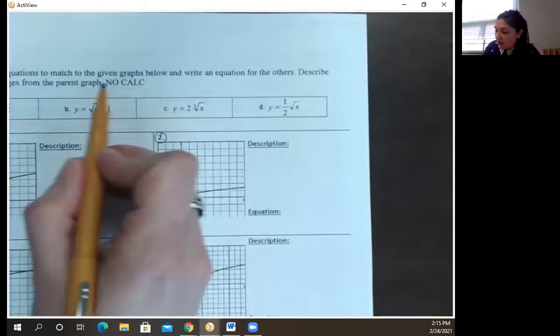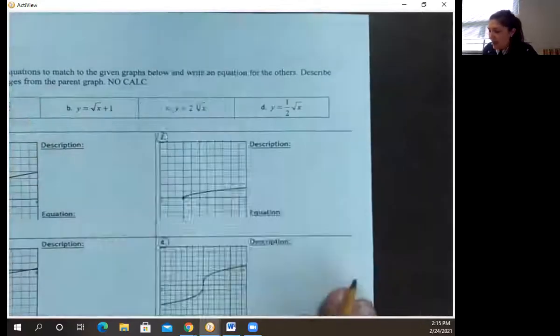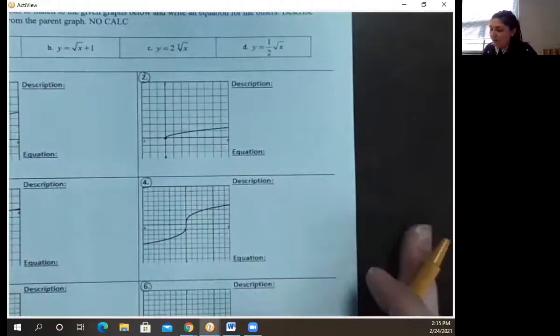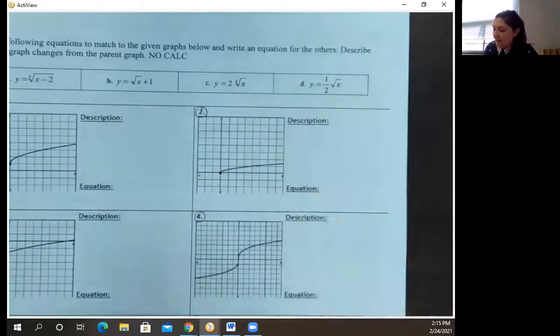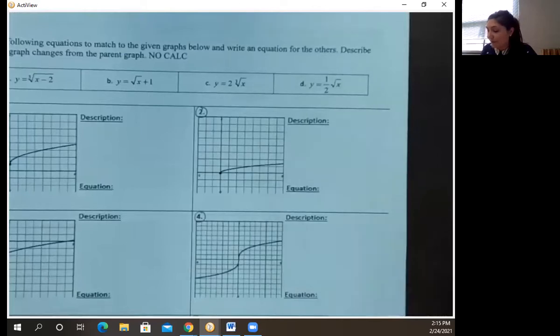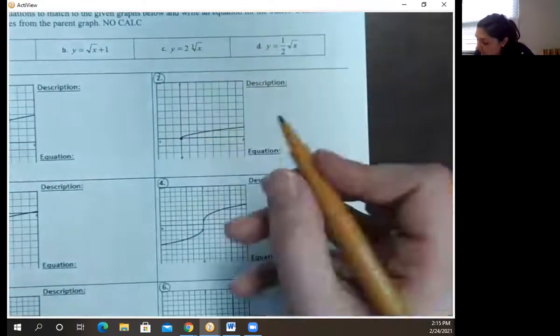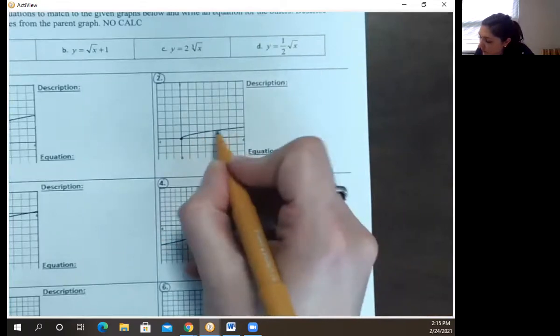We have, again, our set of functions up at the top and then our graphs down at the bottom. We've got 4 functions and 6 graphs. So just like that warm-up page, we'll have a couple of functions that we'll have to write ourselves, but that's okay. So for number 2, the first thing I want to notice is that this is a square root graph, right?